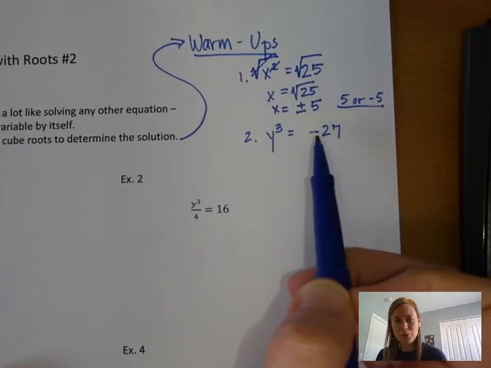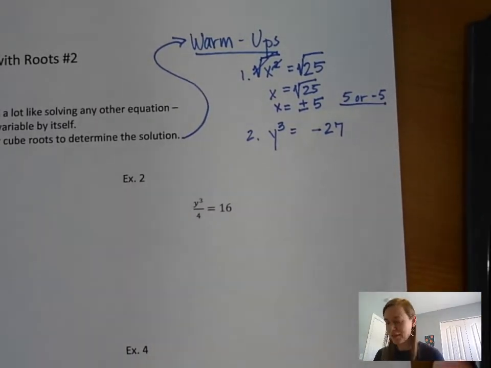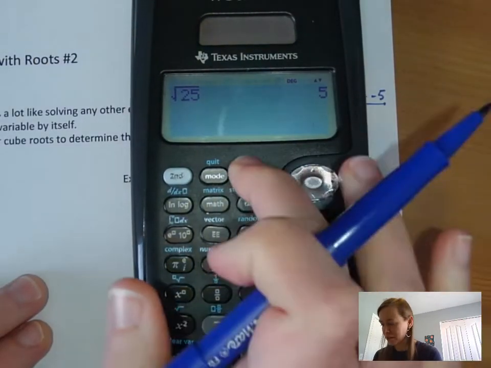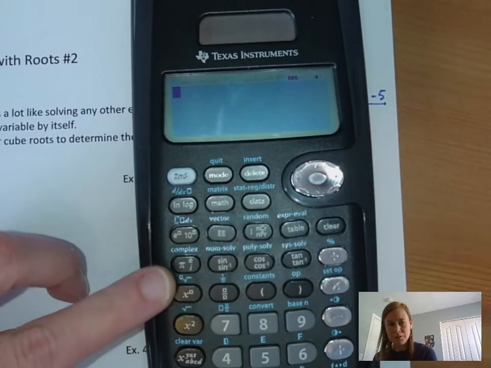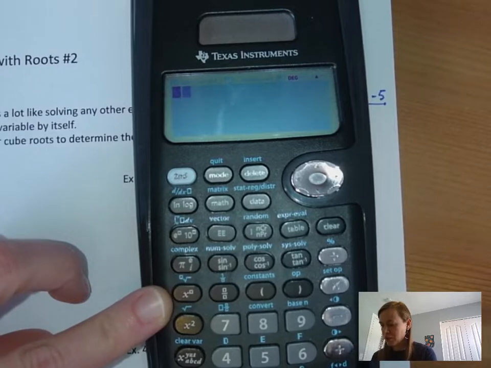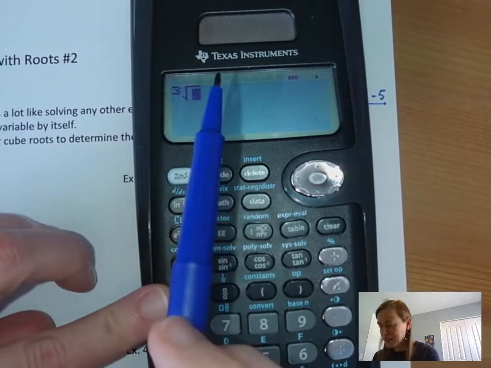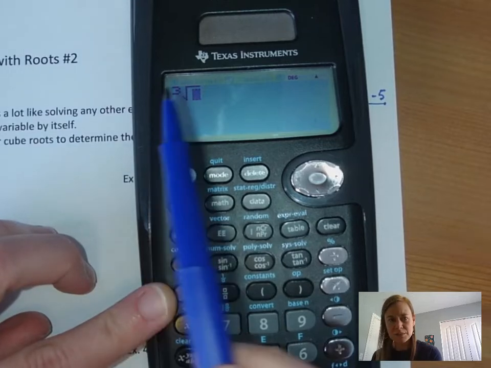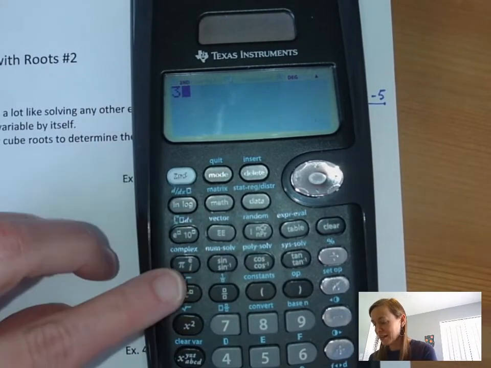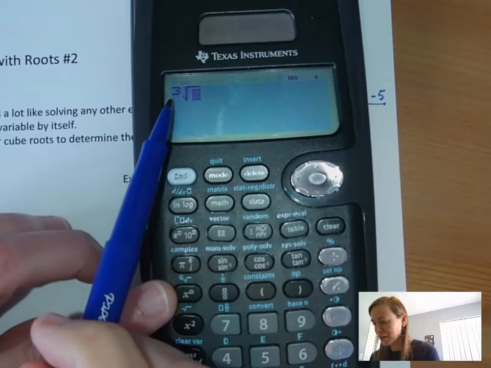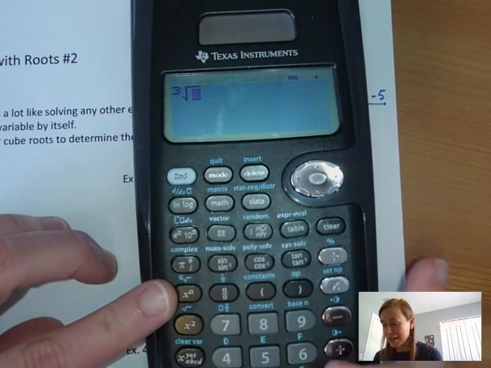y cubed equals negative 27. All right, so for this one, and if you were doing it on the calculator, you would use this button right here. Let's clear that out. You would use this button right here. You would do a 3, and then second, then this button. And do you see how that 3 was big and it just got smaller? Here, I'm going to show you one more time because this is important. You're going to do the 3, and then when you push the right button, that 3 becomes smaller. Now it is officially the cube root, and that's what you want.